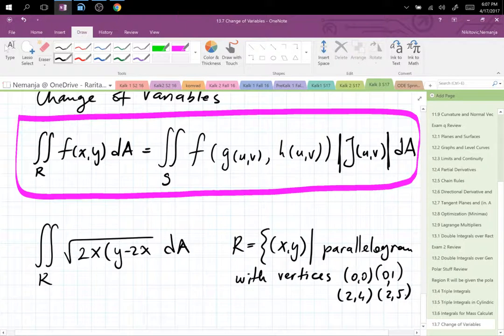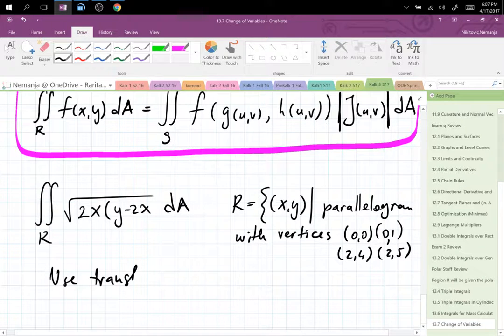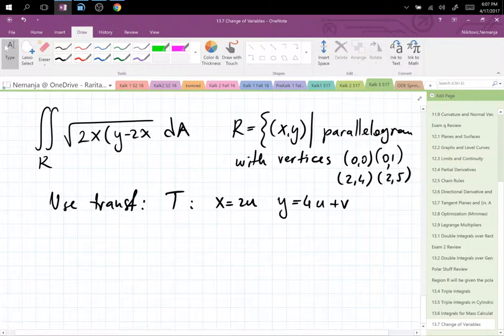Use the transformation. Now, the transformation is given. Usually you have to figure that out on your own. So use transformation T, x equals 2u, and y equals 4u plus v. Great. So this is the example. So let's see how this works.